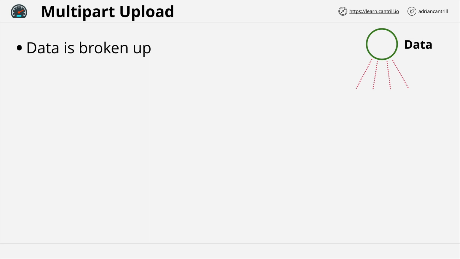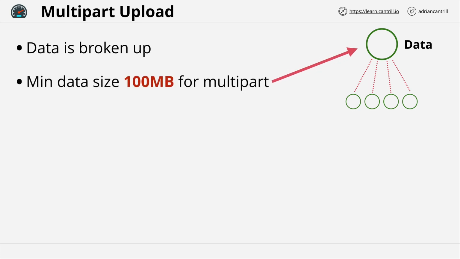Multi-part upload improves the speed and reliability of uploads to S3, and it does this by breaking data up into individual parts. So we start with the original blob of data that we want to upload to S3, and we break this blob up into individual parts. Now, there is a minimum. The minimum size for using multi-part upload is 100 MB. So the minimum size for this original blob of data is 100 megabytes. You can't use multi-part upload if you're uploading data smaller than this.